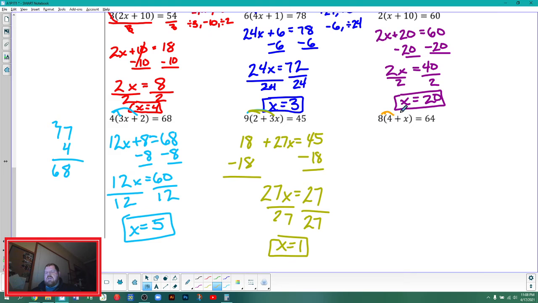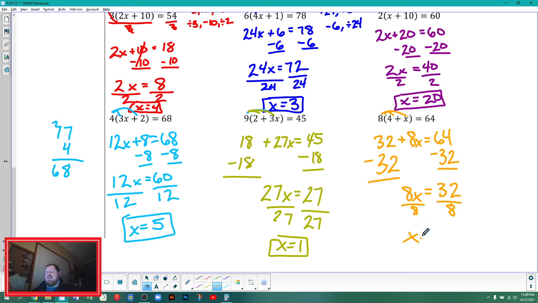Okay, last one for this side. We're going to distribute. I don't know why I wrote an 8 again. I don't need that. 8 times 4 is 32, plus 8x is equal to 64. From there, I subtract. Let's go ahead and subtract 32, not 22. And we get 8x is equal to 32. When we divide by 8, we get x is equal to 4.